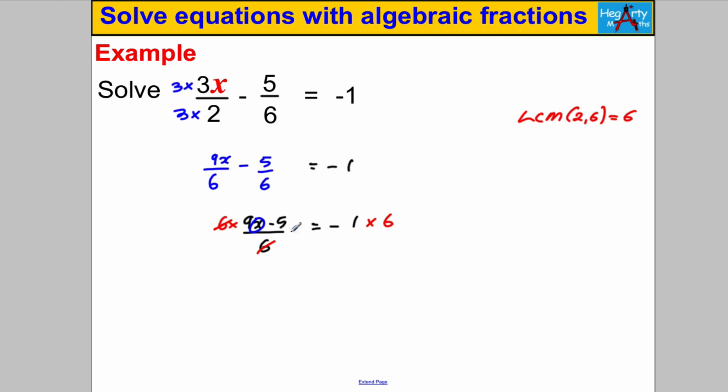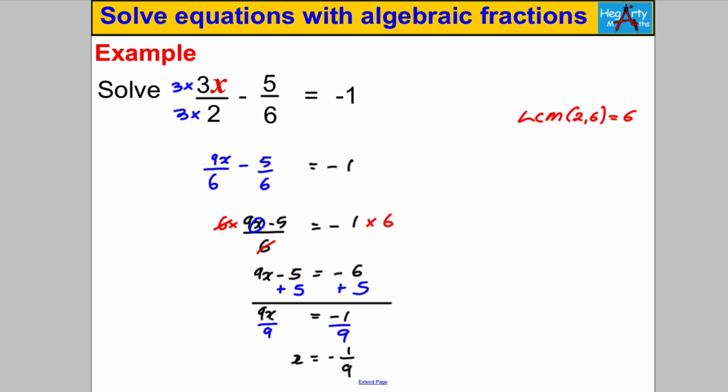I'm going to therefore get myself this 9x take away 5 is going to be negative 1 multiplied by 6, which is negative 6. Now I'm going to add 5 to both sides to undo that take away 5, and I'm going to get therefore that 9x is negative 6 add 5, which is negative 1, and my last step is to divide both sides by 9, and I'm going to get x is equal to negative divided by positive is a negative answer, 1 over 9, leave it as a ninth, and we're done.